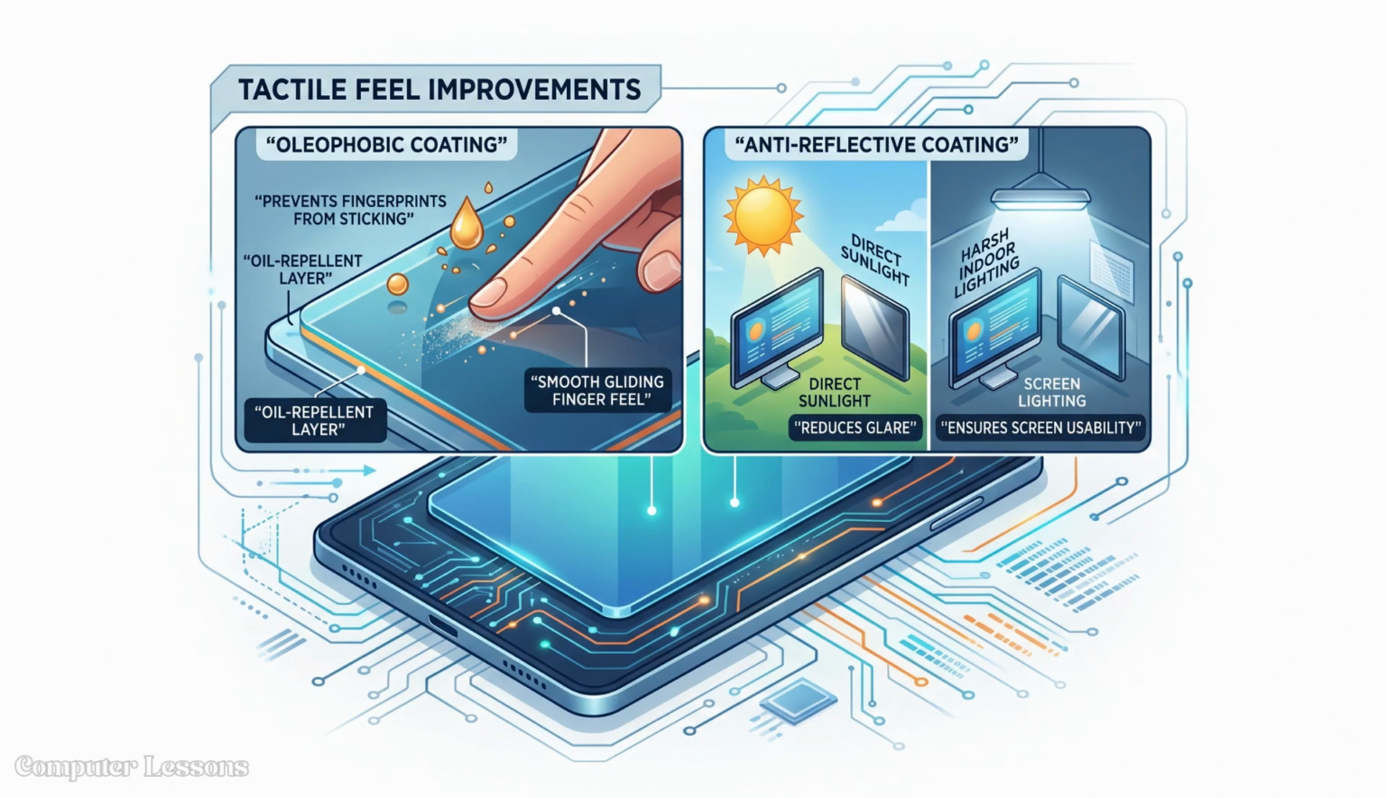To improve the tactile feel, manufacturers apply an oleophobic coating to the glass surface. This oil-repellent layer prevents fingerprints from sticking and allows your finger to glide smoothly. Additionally, anti-reflective coatings reduce glare, ensuring the screen remains usable under direct sunlight or harsh indoor office lighting.